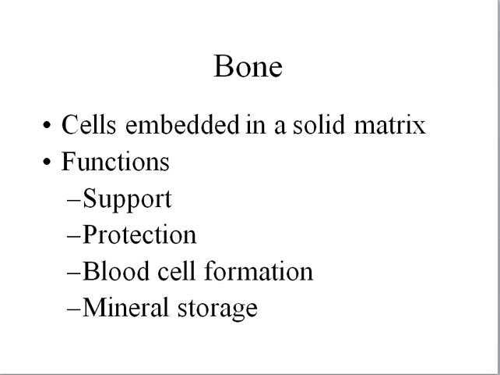Like cartilage, bone is a living tissue. In this case, the extracellular matrix is a solid composed primarily of calcium salts. Support and protection are obvious functions of bone. Primarily in the longer bones, for example your thigh bone, stem cells are present which produce new blood cells. Mineral storage, calcium for example, is another function of bone.